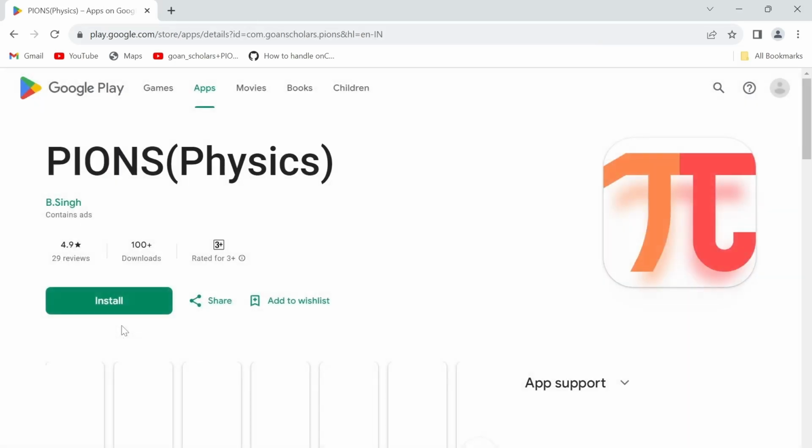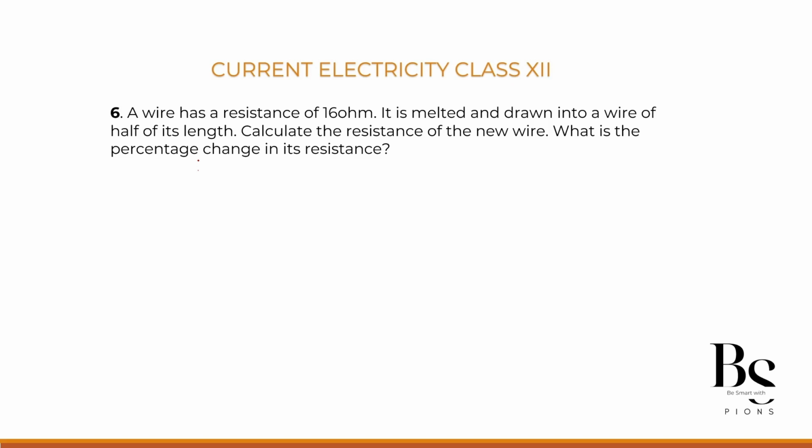Download the app now. A wire has a resistance of 16 ohms. So let's write R equals 16 ohms. It is melted and drawn into a wire of half of its length. So let's say the resistance when this was R was rho L by A, where L was the length and the area is A.